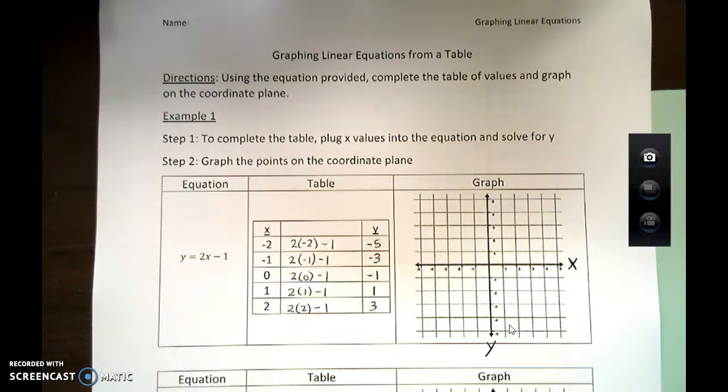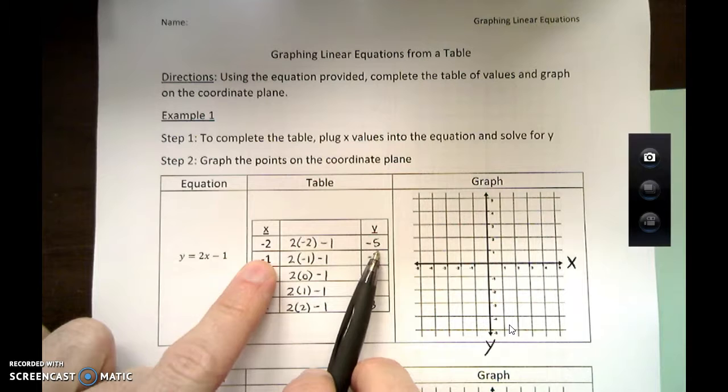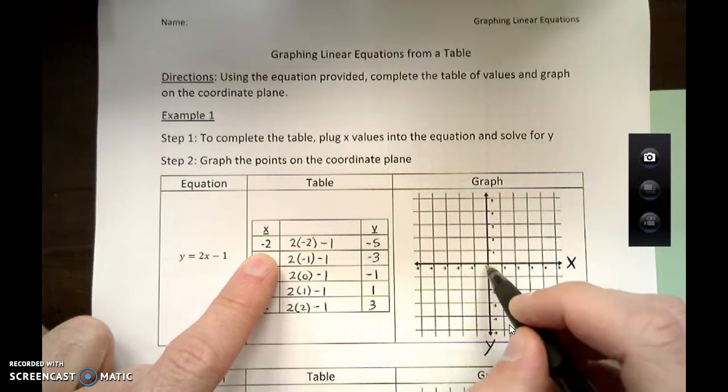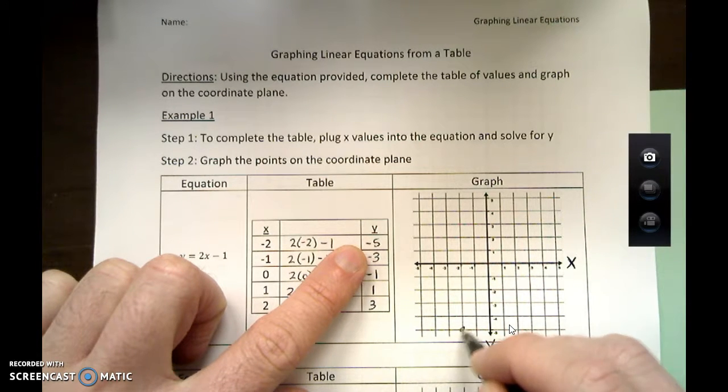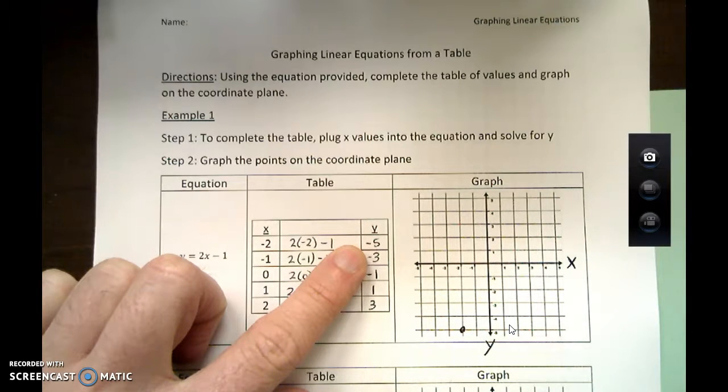You could type these into your calculator to get the values exactly as you see them, or you can use mental math. So now I'm going to take these coordinates for x and y and plot them. So my first coordinate is negative 2 and then negative 5. So I'm going to go over to negative 2 on the x-axis and down to negative 5 on the y-axis and plot a point.